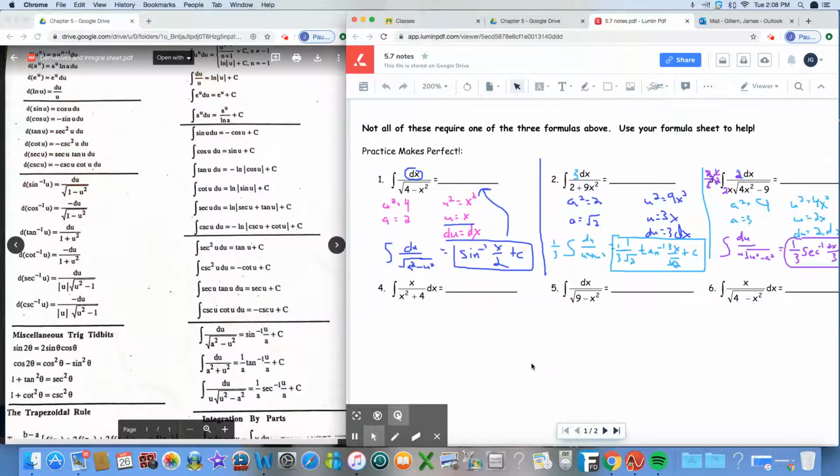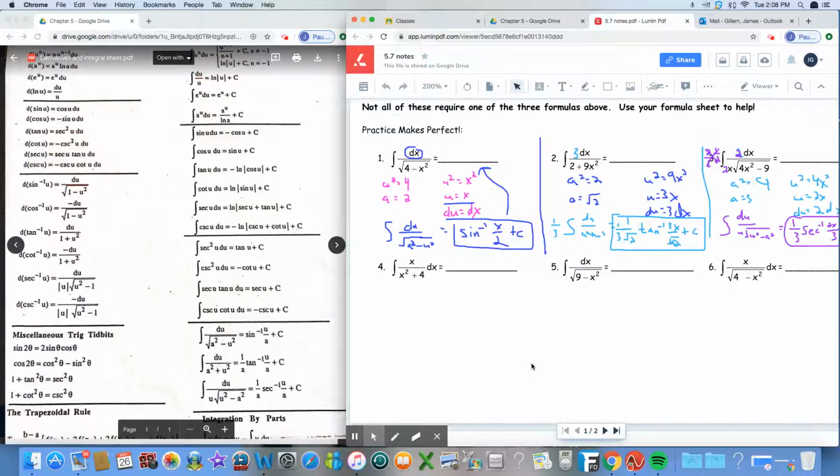Now, if we look at 4, notice the difference between 4 and the first 3. This one has an x up top. This still has an x squared plus 4. You might be like, oh, we can use inverse tan, but here's the difference. There's an x. If there's an x, do it old school. Just pick a u. Make u the denominator, x squared plus 4. du would then be 2x dx.